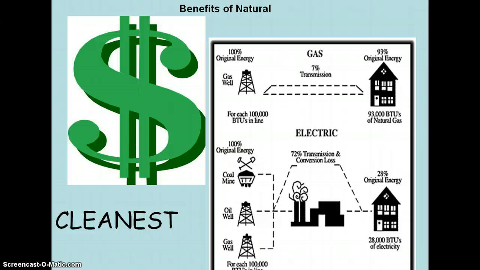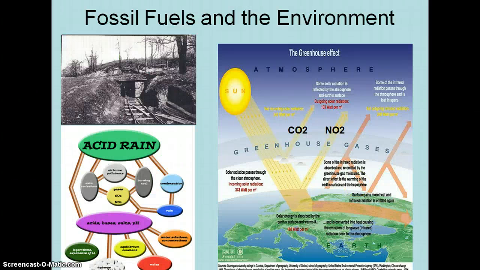This is what I just mentioned, that you can use it directly in your home. So you don't have to worry about that. We already talked about that. Direct use in the home. Negative effects, they're going to be the same because it's a fossil fuel. It produces sulfur, it produces carbon dioxide, so it leads to global warming and acid rain.